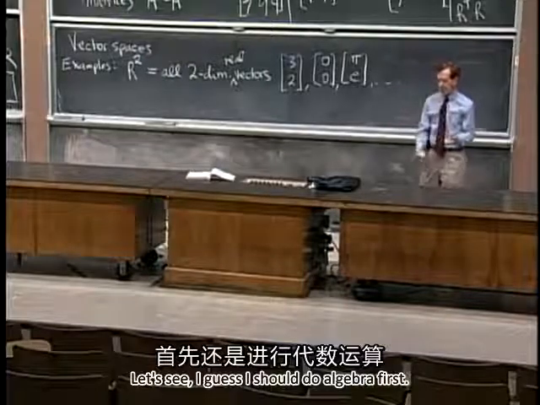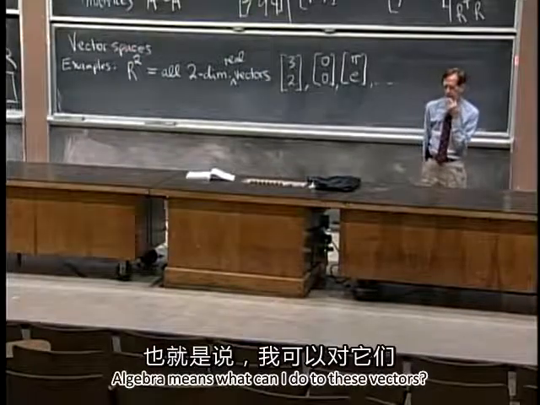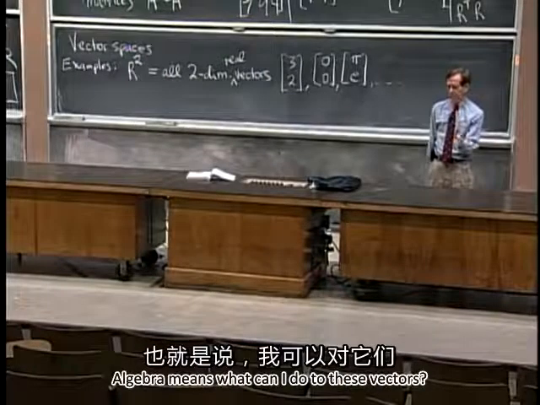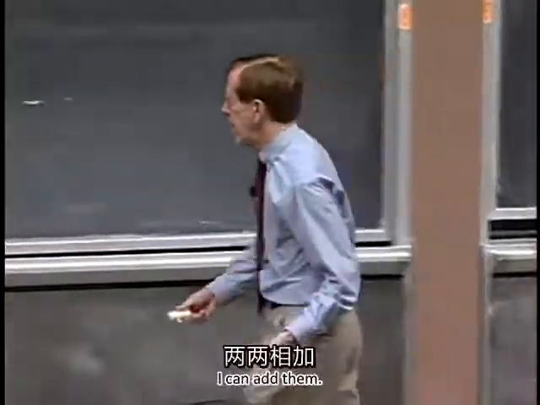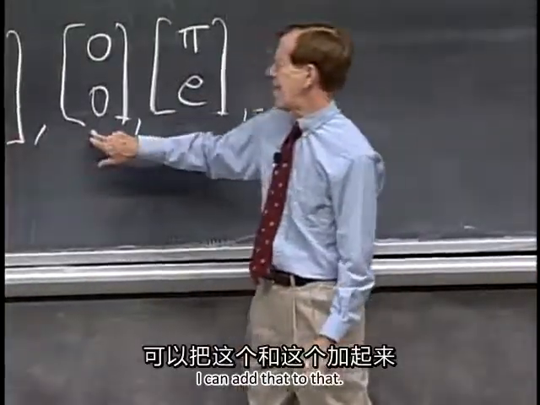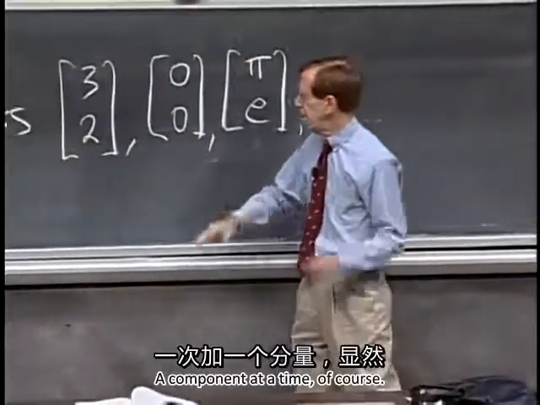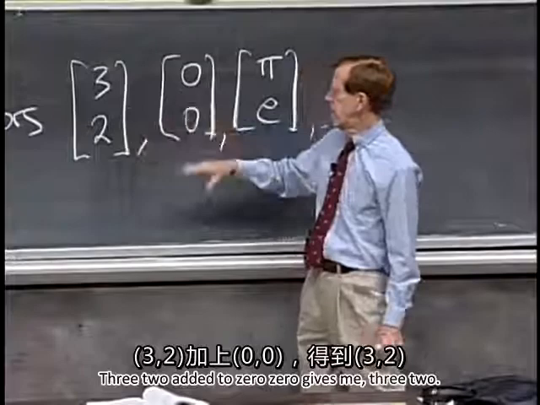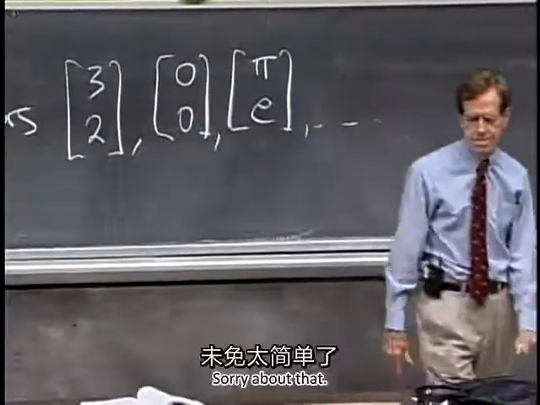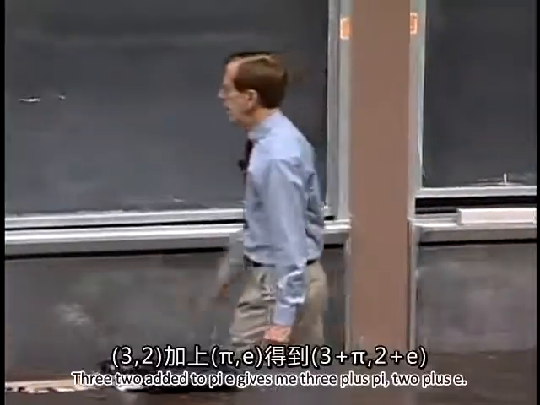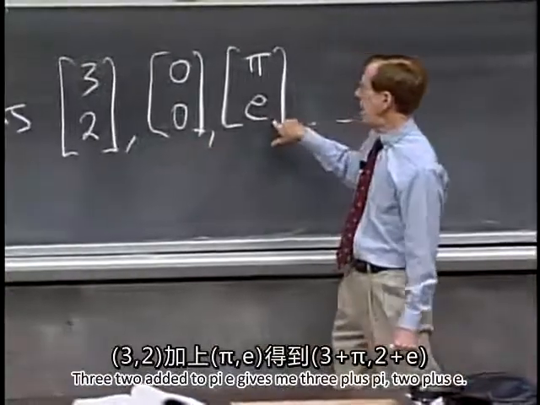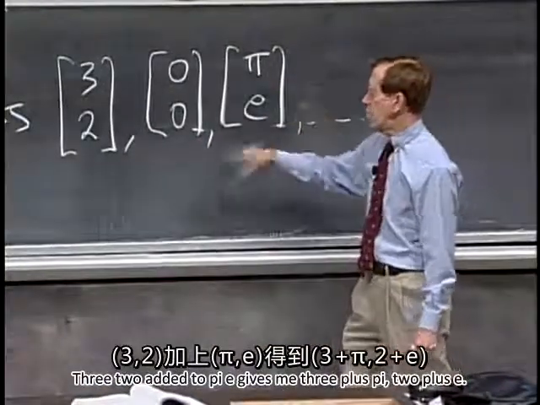Let's see. I guess I should do algebra first. Algebra means, what can I do to these vectors? I can add them. I can add that to that. And how do I do it? A component at a time, of course. (3, 2) added to (0, 0) gives me (3, 2). Sorry about that. (3, 2) added to (pi, e) gives me (3 plus pi, 2 plus e).